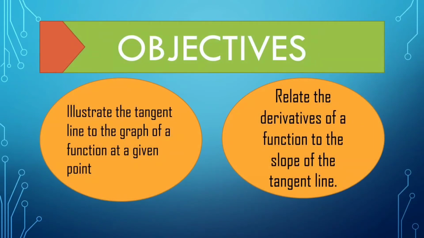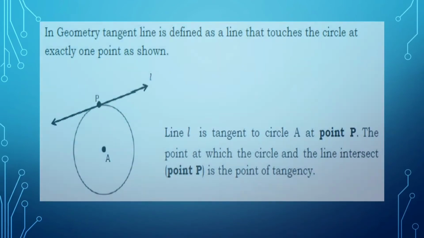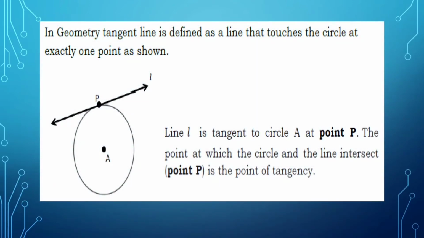So these are the objectives that we're going to discuss today. First, we're going to illustrate the tangent line to the graph of a function at a given point. In geometry, a tangent line is defined as a line that touches the circle at exactly one point, which is shown in the figure below. As you can see, we have there circle A. And then we have the line L and point P, which is the point of tangency.